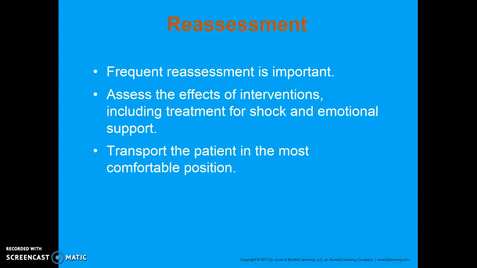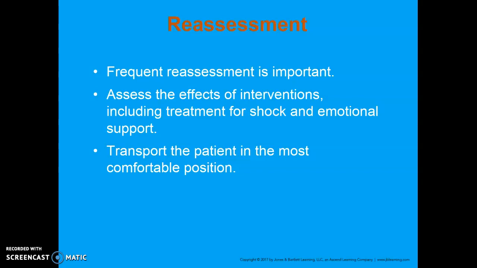For reassessment, you want to make sure that you reassess frequently. It's often pretty difficult to determine what's going on to cause the abdominal pain, so we just want to make sure that we're keeping a lookout. Especially, has the patient's level of consciousness changed? Have they become more anxious? Has their skin changed, either becoming more pale or more sweaty? Has the pain gotten better or worse? If there's bleeding, has the bleeding gotten more profuse, or has it decreased?